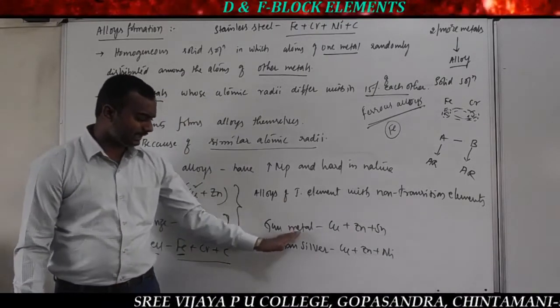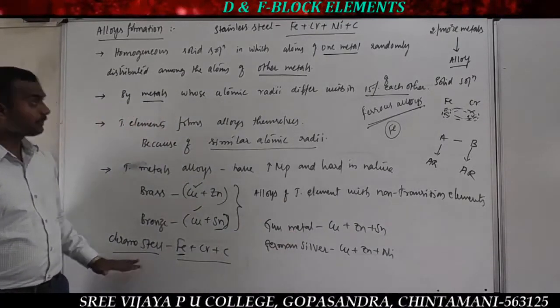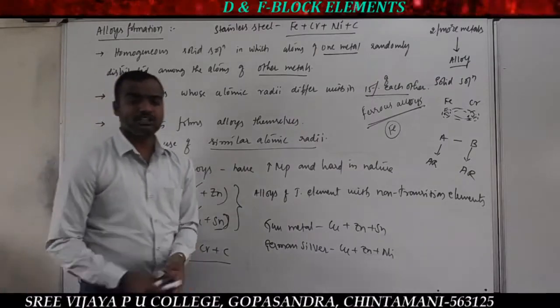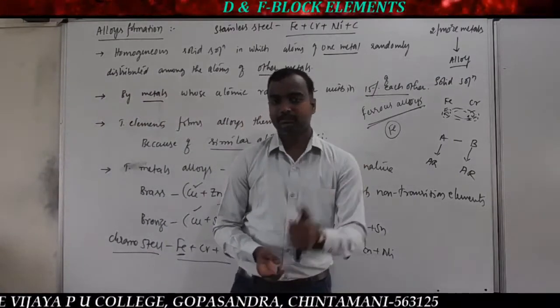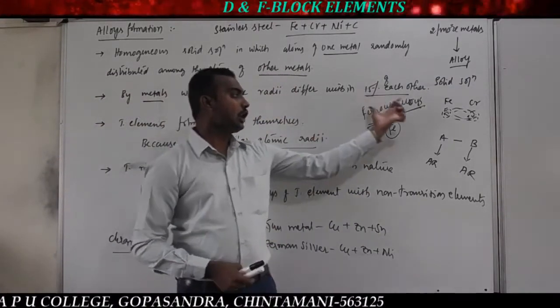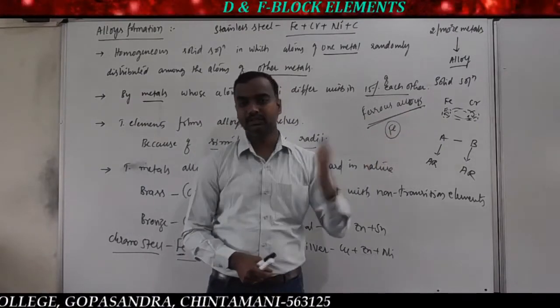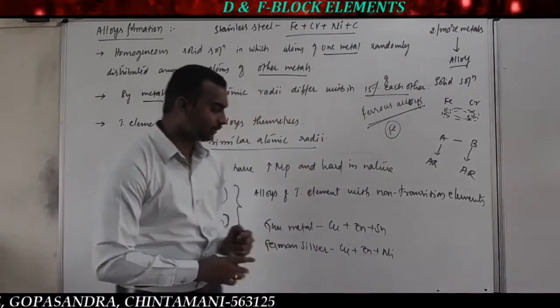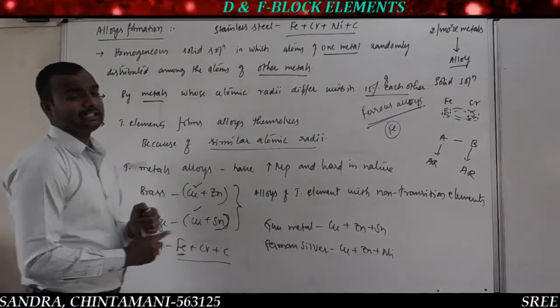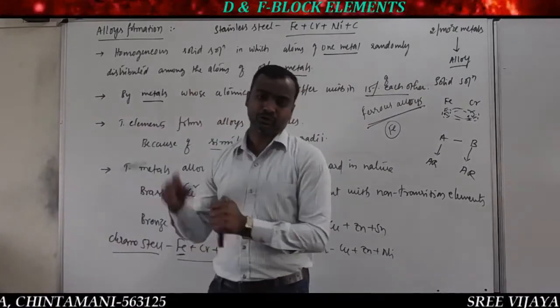And some examples: gunmetal, German silver, chrome steel, stainless steel, vanadium steel, molybdenum steel. These are all examples of ferrous alloys. Ferrous alloys are alloys which consist of iron as one of the constituent metals. So that's about alloy formation, magnetic property, and catalytic properties.